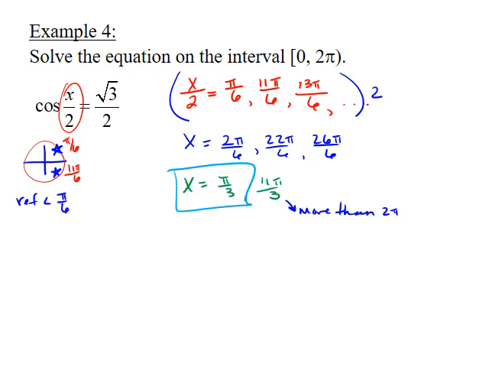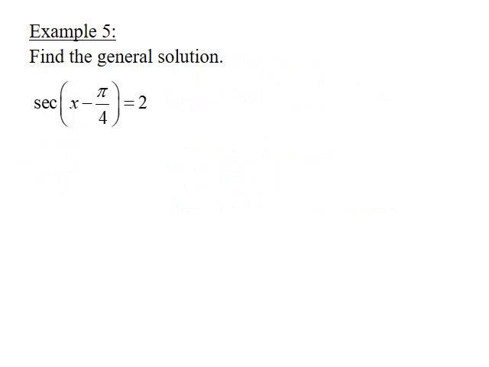Let's look at more examples. If the directions say find the general solution, that means find all of them. So that means we're going to have to add some multiple of pi.